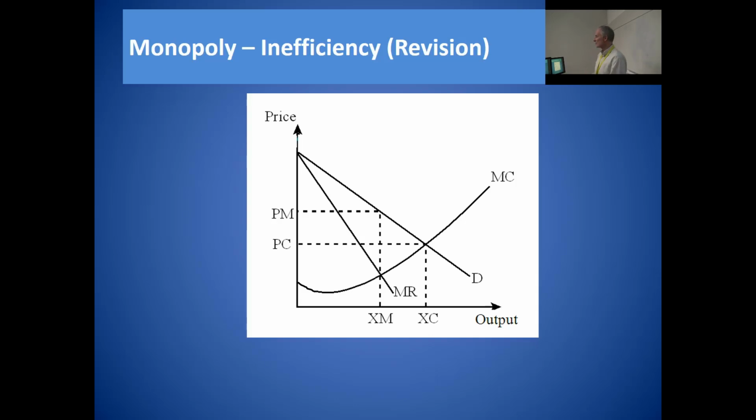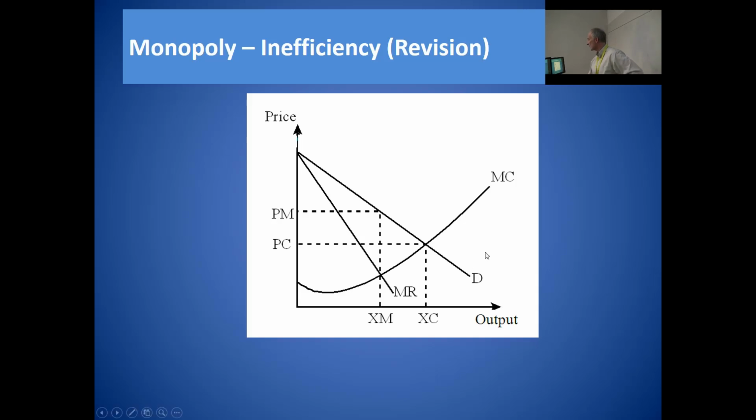So, our starting point then is this diagram here, where that downward sloping demand curve is the industry demand curve. That's the demand curve that the monopolist faces for its output. If it wants to sell more output, the only way it can do that is by reducing price. That's our law of demand. So a conventional downward sloping market demand curve.